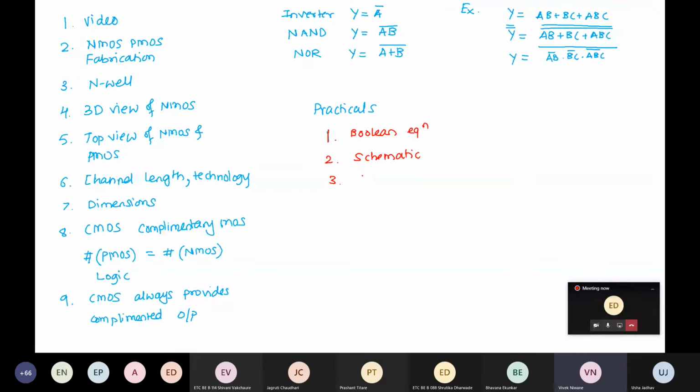ओके, स्कीमेटिक के बाद एक यूलर्स पाथ होता है. ये क्या होता है? ये थोड़ा सा सॉल्व करते करते आपको समझ में आ जाएगा. इस यूलर्स पाथ में कॉमन पाथ आइडेंटिफाई करना होता है. देन ड्रॉ स्टिक डायग्राम. ओके, ये स्टिक डायग्राम भी क्या है वो भी पता चल जाएगा.